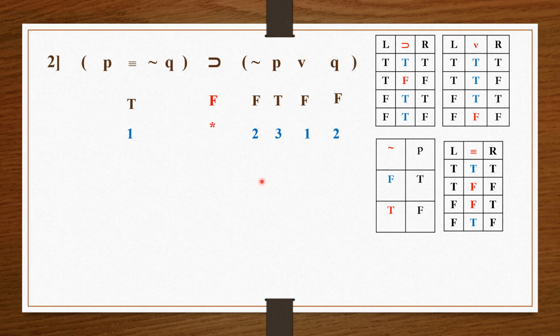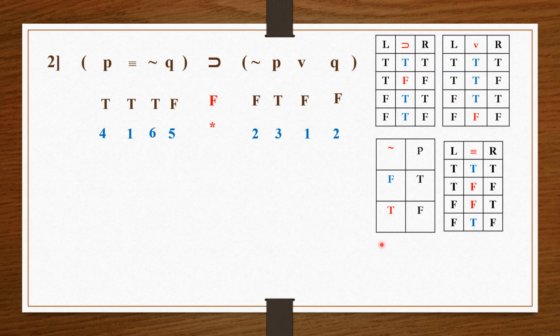Since we know the truth values of both the propositional variables, let us assign the value of P. P is true. So we will assign here P as true, and we will number it as 4. Then we will assign the value of Q as false, and we will number it as 5. Since Q is false, its negation will be true. So we'll write the value as true and number it as 6.